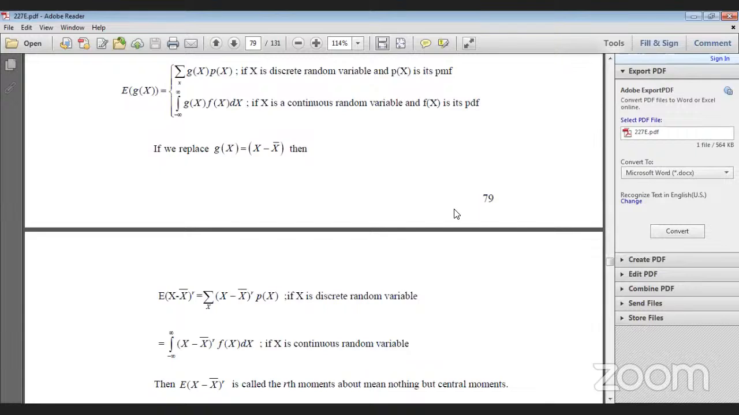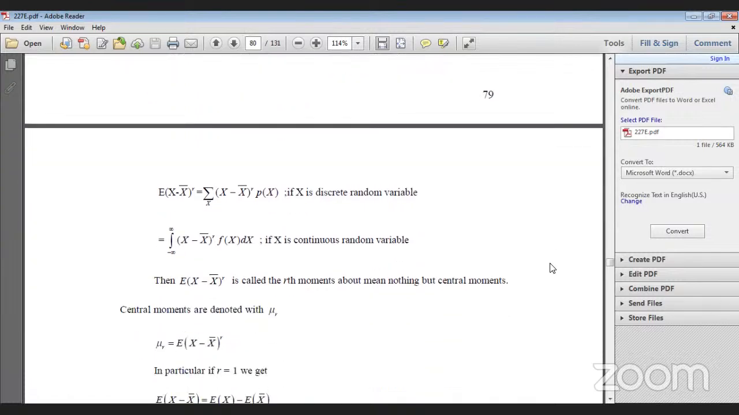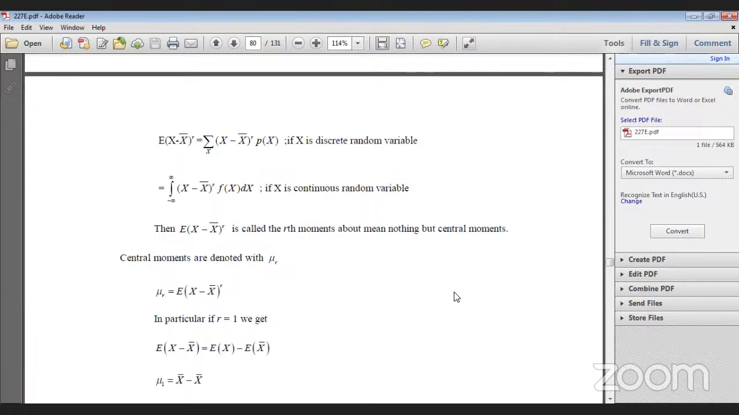So in the integration part we are taking a random variable, for discrete random variable x minus x bar whole square. Then E of x minus x bar whole power r is called the moment about the mean, nothing but the central moments. Central moments are denoted with mu r, x minus x bar whole power r, as opposed to the moment about the origin.